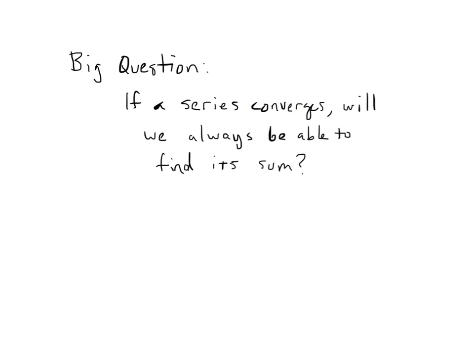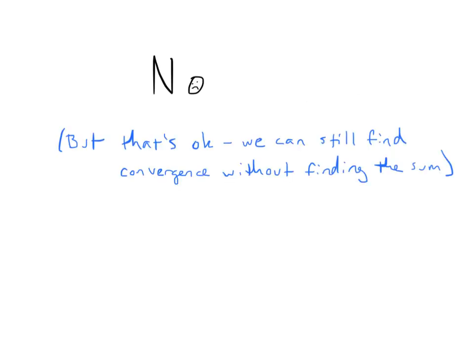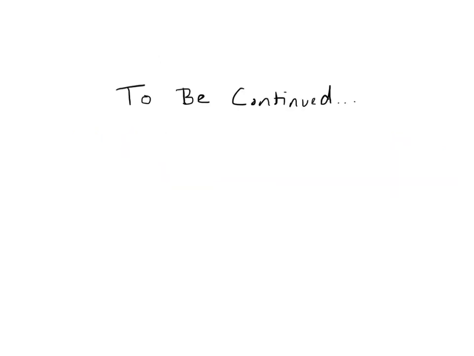So the big question, apparently we really like converging series because we can do a lot with them, but if a series converges, will we always be able to find the sum? And the answer to that is no. But it's okay because we can still find out if a series converges even if we can't find the sum. So that's what we're going to spend most of this unit doing, just figuring out does a series converge or diverge. And there are lots and lots of ways to do that. If you can find the sum, then you know it has to converge, but that's not the only way to see that it converges. So we will talk about those ways starting with the next video.